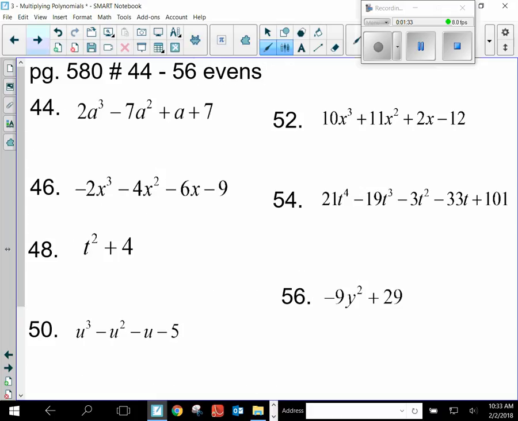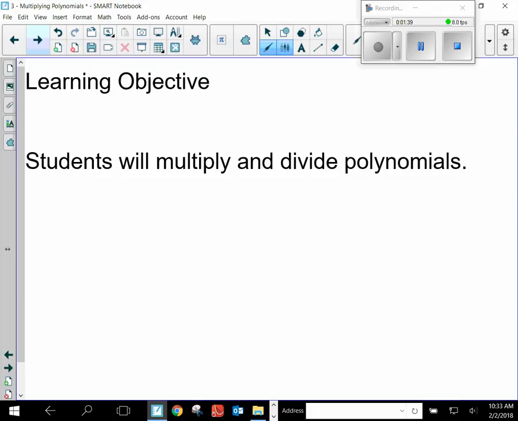Here are your homework answers. So if you want to pause to take a look, go ahead. I'm going to continue. And today we're going to work on multiplying polynomials, not dividing, just multiplying today. So take out your note packets and we will begin.